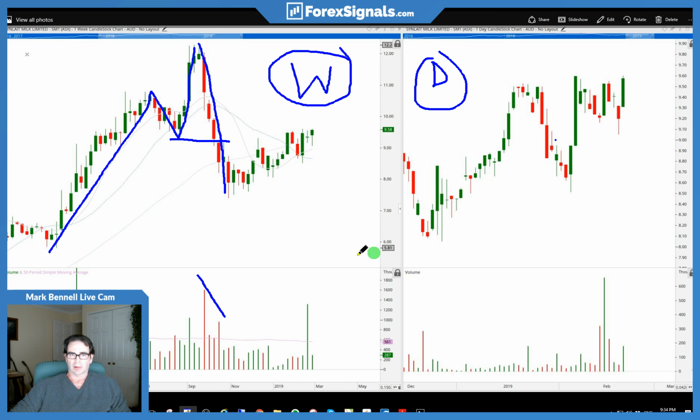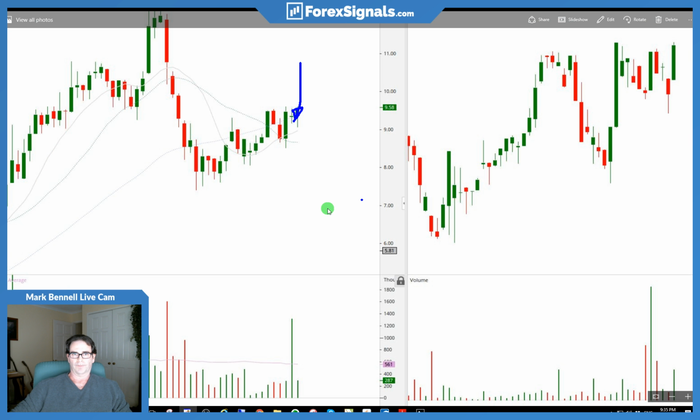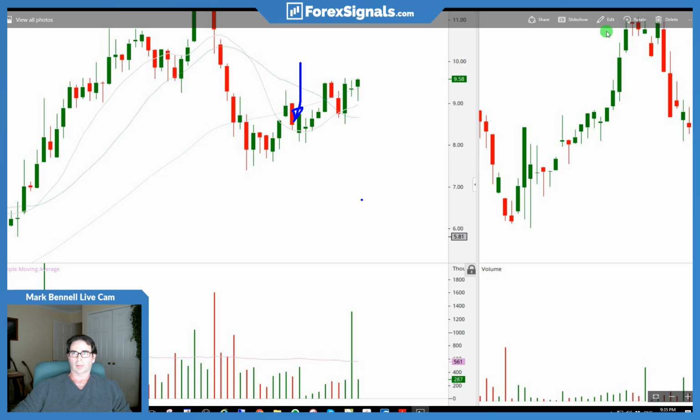Daily chart. Push. Here's our setup in here. See it here? Let's have a look. Candle in. Candle inside. Outside candle. No, not really. Volume's not really supportive.